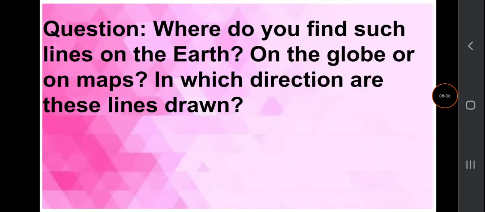Now answer these questions. Where do you find such lines on the earth? Can you see these lines? Can you see these lines on the earth in real? Do you think so? Where do you find these lines? On the globe or on maps or on the earth? And in which direction are these lines drawn?